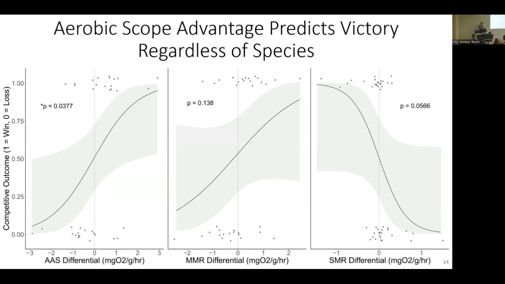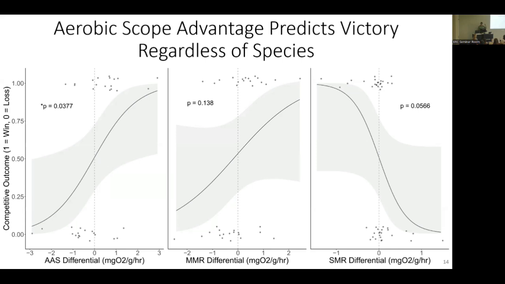So the focal fish that win are up on the top, and the focal fish that lose are at the bottom. And you can see that having a greater absolute aerobic scope advantage significantly predicts the ability of a focal fish to win a trial. In the middle graph, we see a weaker, non-significant version of the same trend when it comes to a maximum metabolic rate differential, and we see a weaker reversed version of that trend in the right graph with standard metabolic rate. And that actually biologically makes a lot of sense, right?